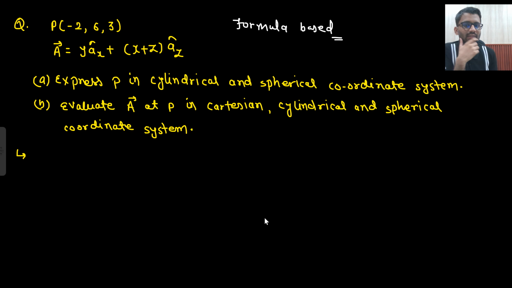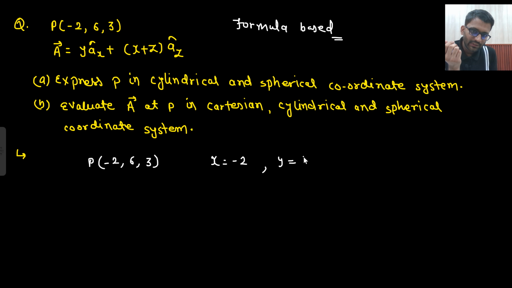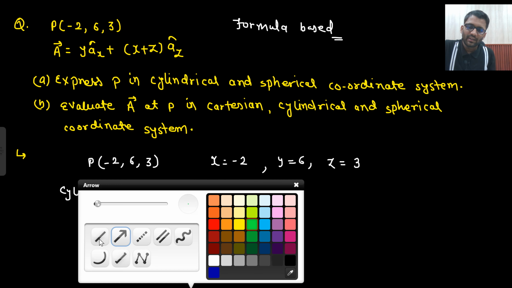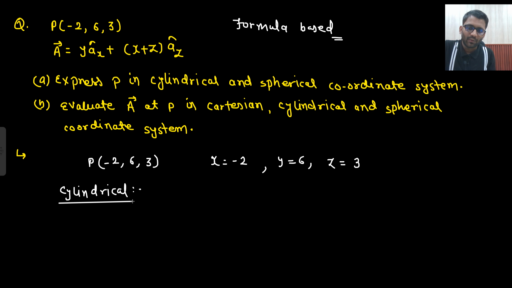So express P in cylindrical and spherical coordinate system. So this is your point P, -2, 6, 3. So here x value is -2, y value is 6 and z value is 3. Now I need to express it in cylindrical and spherical. So cylindrical. So in cylindrical what am I going to get? What will be my rho? Rho will be root x square plus y square, right? So that will be root of (-2) square 4 plus 36, root 40.